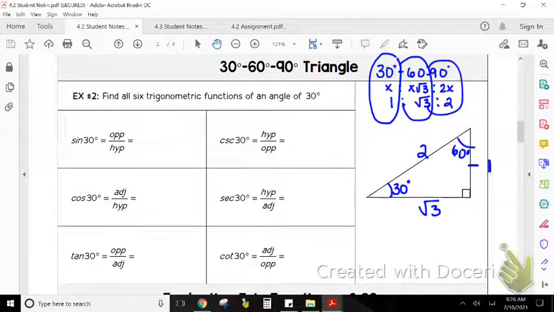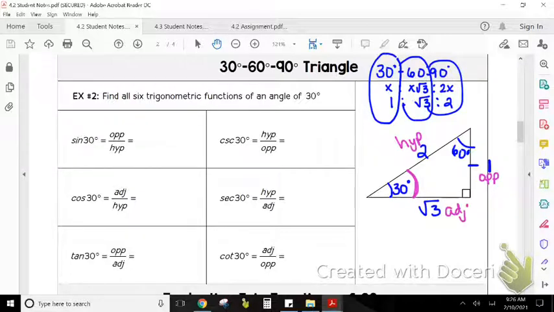Alright, so let's look at the 30-degree angle as our angle of interest. So this is the angle that we're using. And so we know that our side that's opposite is over here. Adjacent's down at the bottom then. And the 2 is the hypotenuse. And so we can find our 6 trig functions of the 30-degree angle.